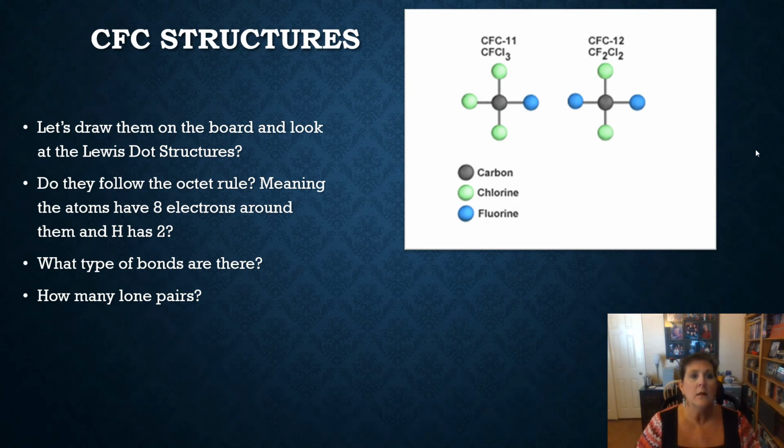Yeah. So, do they follow the octet rule? Well, carbon does because it has 4 single bonds around it. Now, what's not shown in that picture is that all of the chlorine and fluorines have 3 lone pairs each. Yeah, so we have a lot of lone pairs. We have single bonds. We have carbons in the middle, and they're tetrahedral.